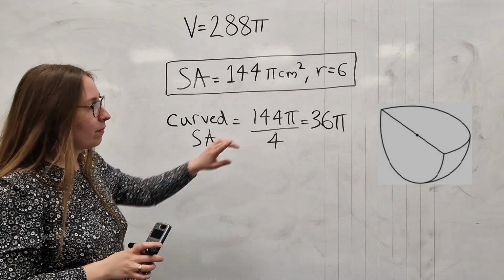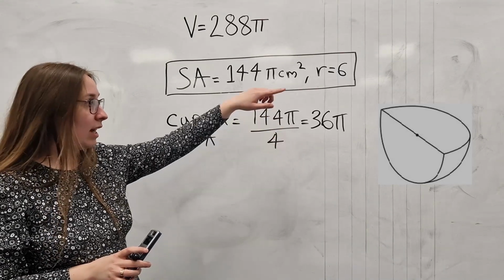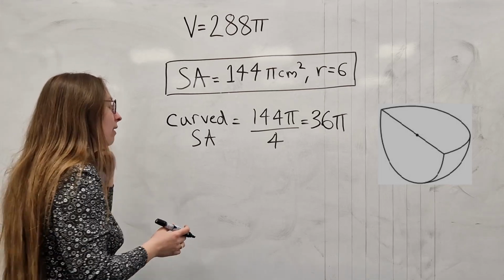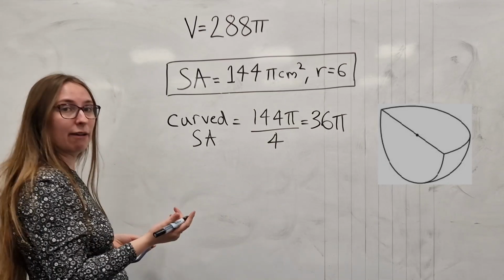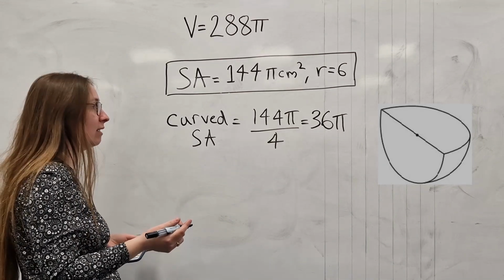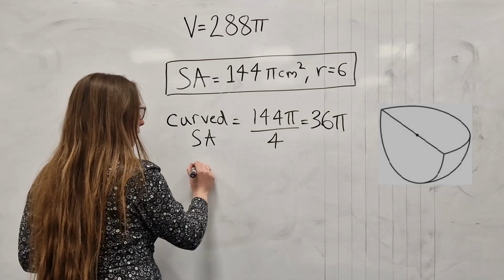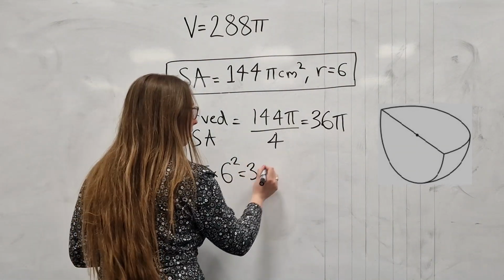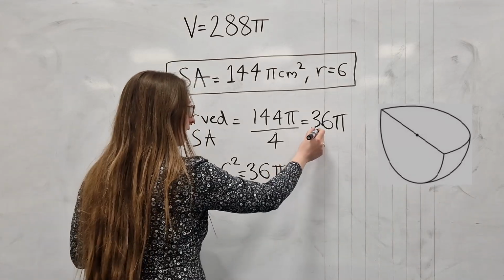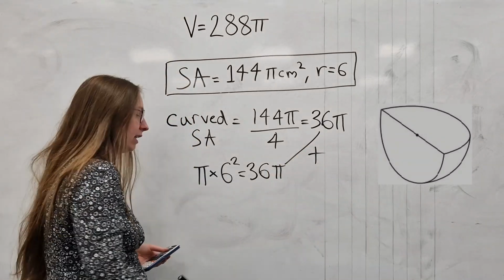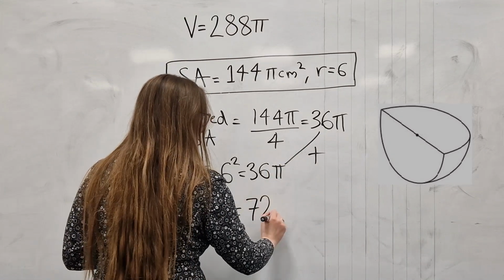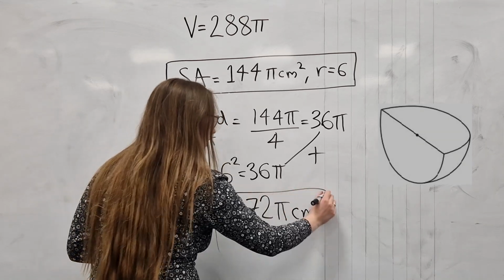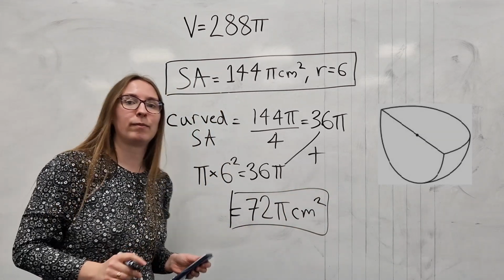Now you can see that we have a semicircle and then another semicircle on top. So that's just one full circle. So we know that the area of a circle is pi r squared. So we've just got pi times 6 squared, which is 36 pi. 36 pi plus 36 pi equals 72 pi. Don't forget units, centimetres squared. And that's our final answer.